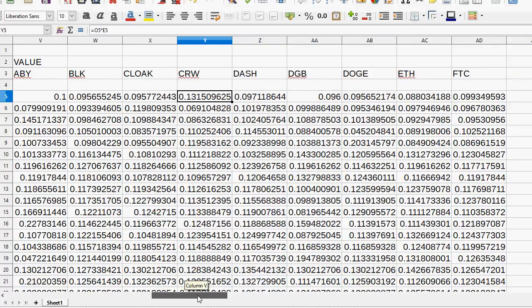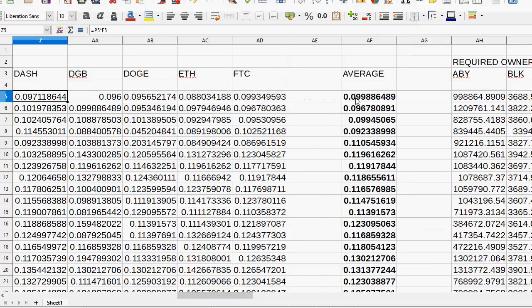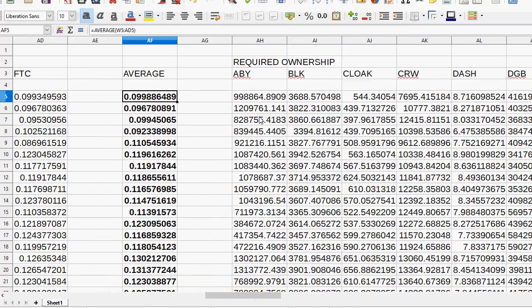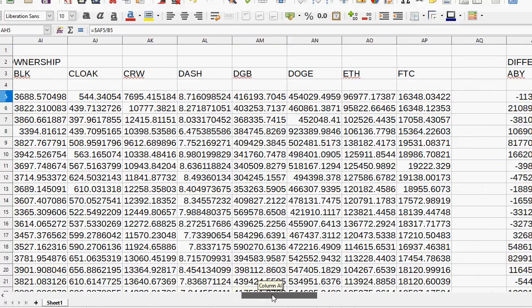Okay, so that's got all of what the value of each one is. And now I got the average. I took the average of each one. And now I know that. So the next column is required ownership. This is very easy to calculate. For I already know that I need this per coin. So I'll take that number and divide it by its price. And there we have it. So I did that for every single coin.